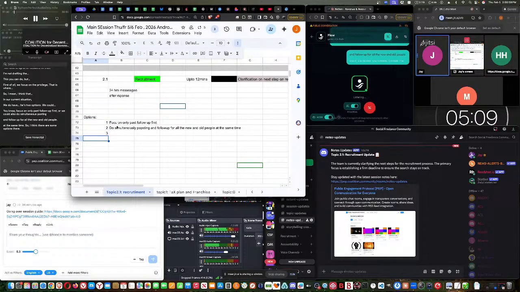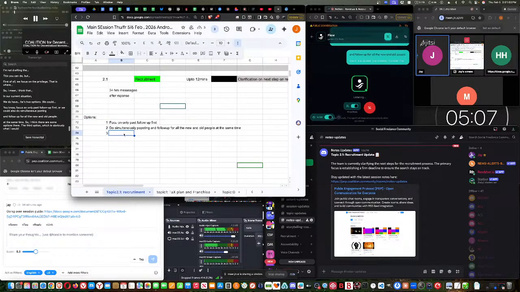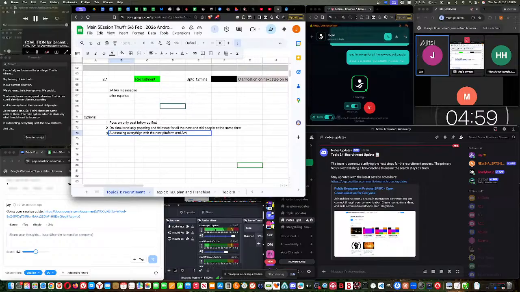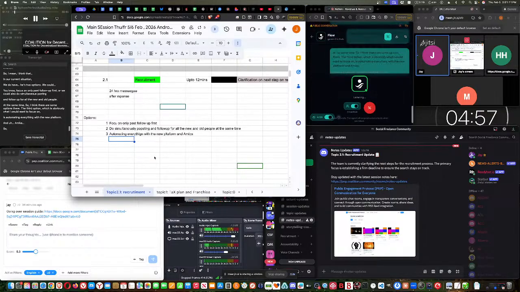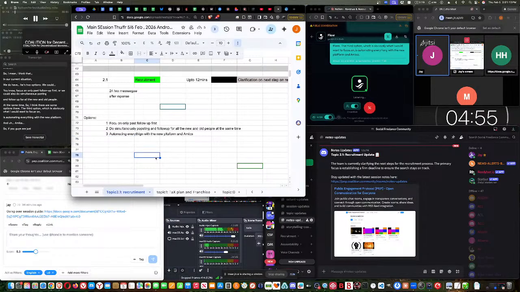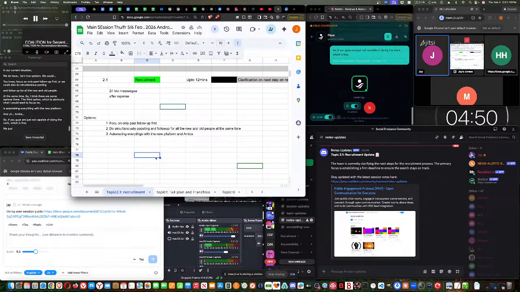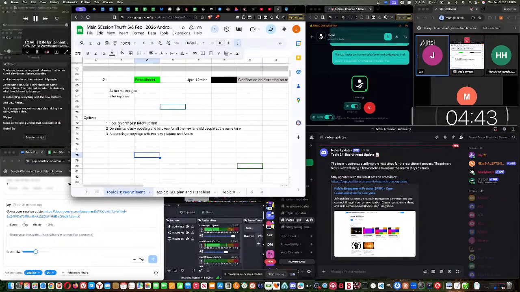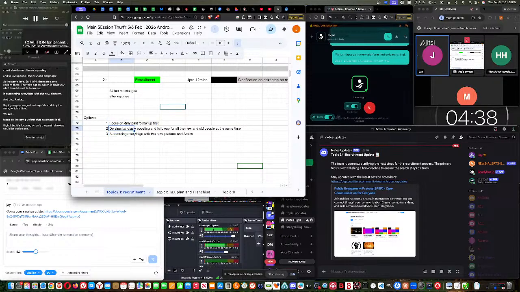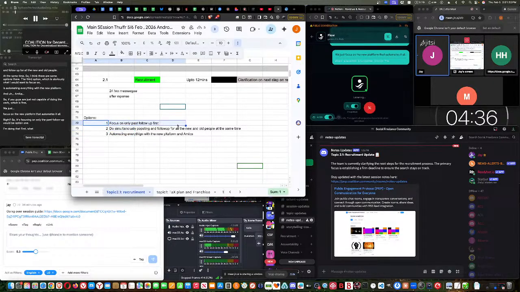The third option, which is obviously what I would want to focus on, is automating everything with the new platform and Amica. If you guys are just not capable of doing the work, which is fine, we just focus on the new platform that automates it all. So focusing on only the past follow-up would be option 1. I'm doing that first, what you have not been able to do.